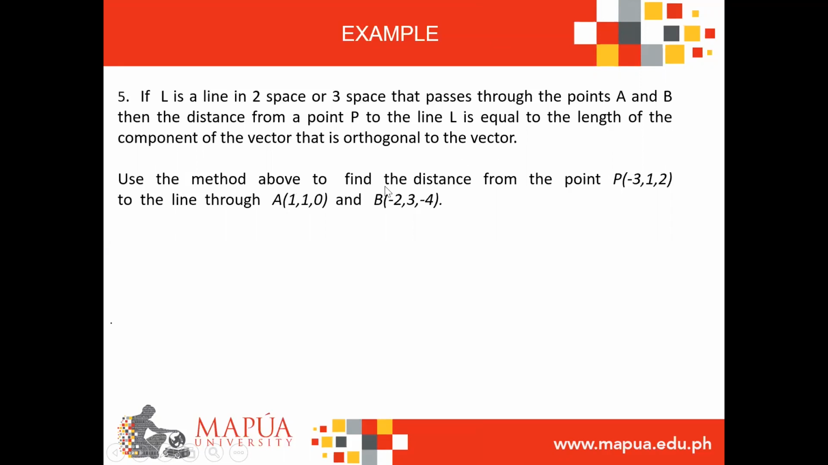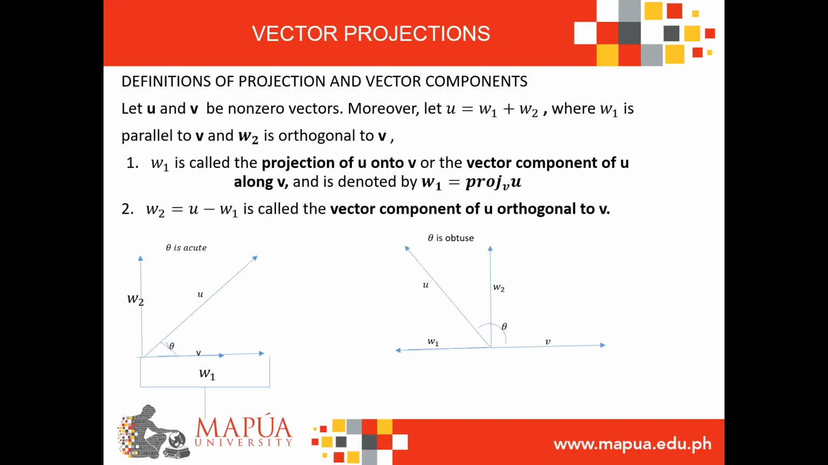Use the method above to find the distance from the point P, whose coordinates are negative 3, 1, 2, to the line through the point A with coordinates 1, 1, 0, and point B with coordinates negative 2, 3, negative 4. So in this example, we're going to apply the definition given above and also some formulas that we need to recall. And that is, we have the vector projection formula. So this involves defining the distance between the point P given and the line AB.